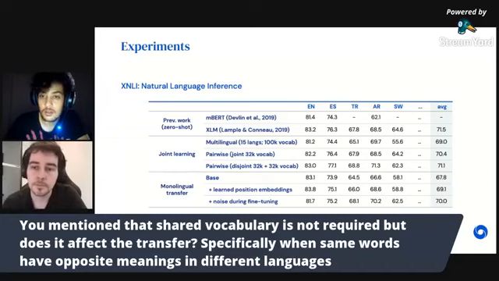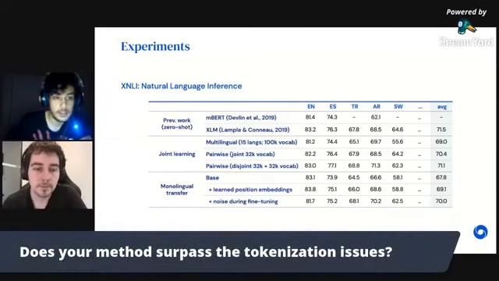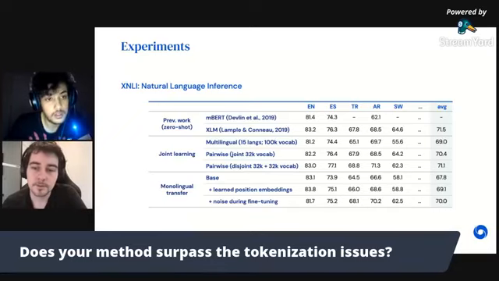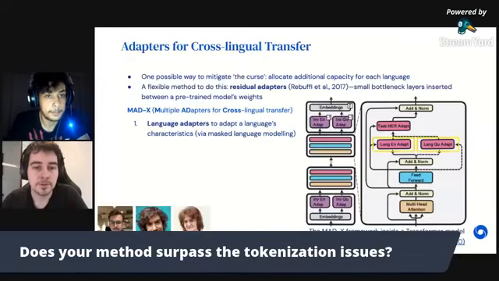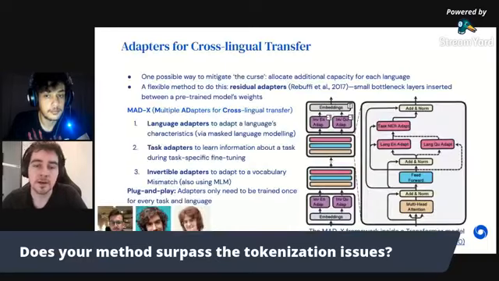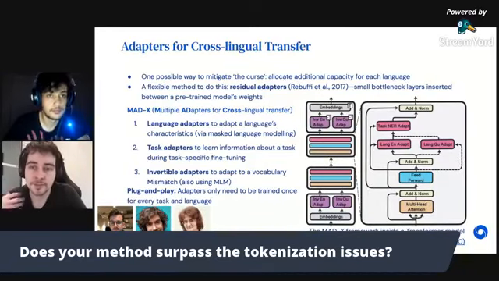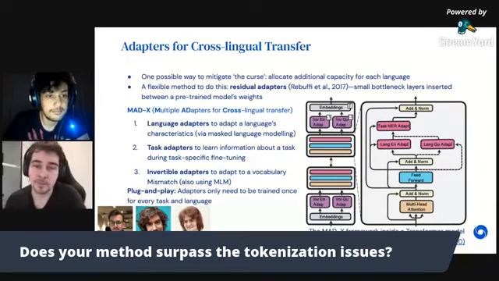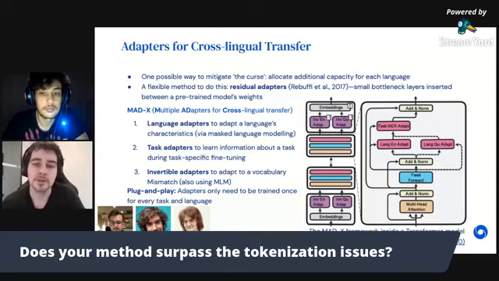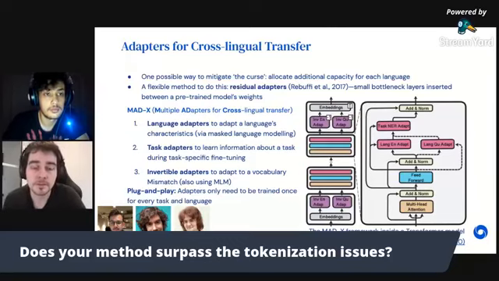Okay, let's go with one more question. It says, does your method surpass the tokenization issues, since it's a big issue concerning those cross-language methods? The method here for adapters that I mentioned is essentially just some additional flexibility for the model to adjust the token-level embeddings that it has already learned, but it cannot really fix the already broken initial segmentation or encoding. So this basically just applies to giving the model additional expressivity for the different languages, but the issue of tokenization that I mentioned still persists.